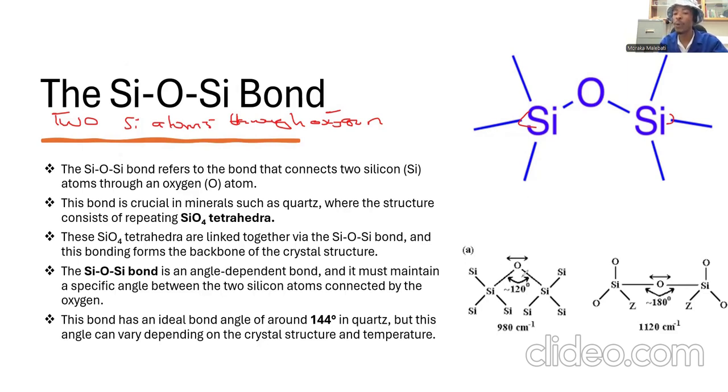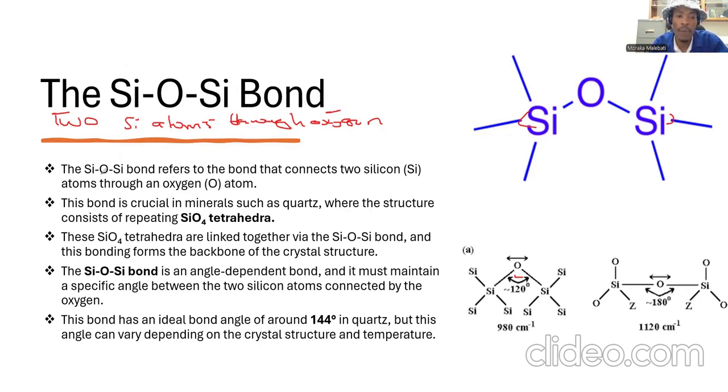This is very important, and also the angle. This angle is also important to always maintain the geometry. Because if the angle becomes something else, then we're not going to be talking about silica anymore. We're going to be talking about something else.